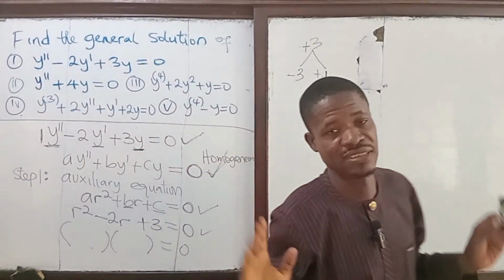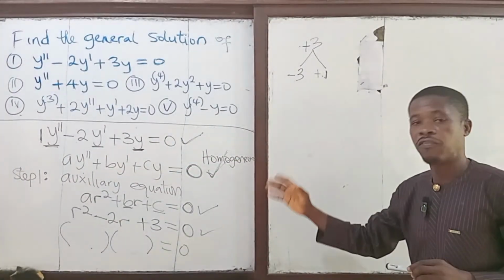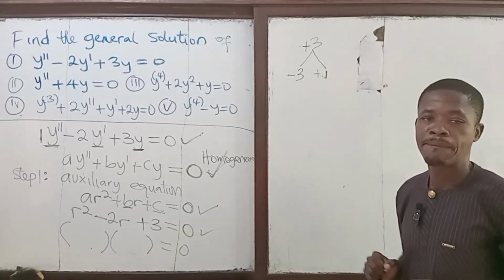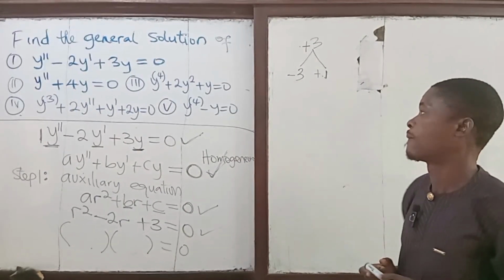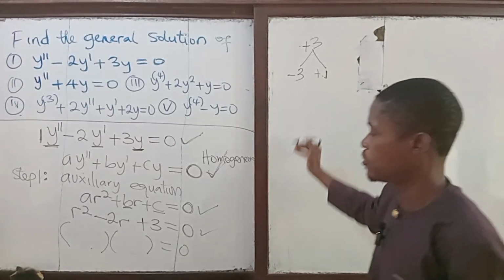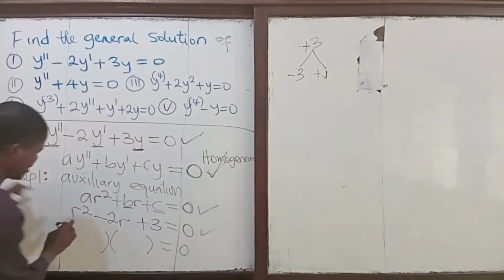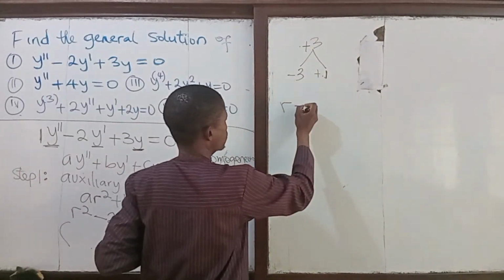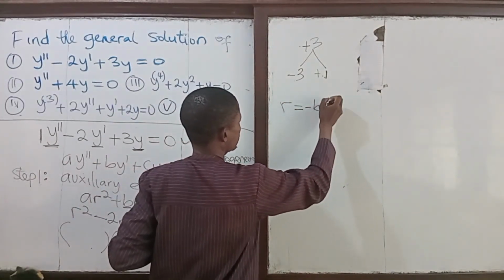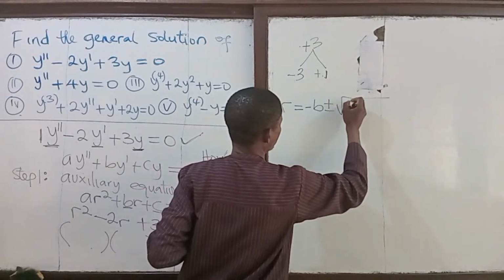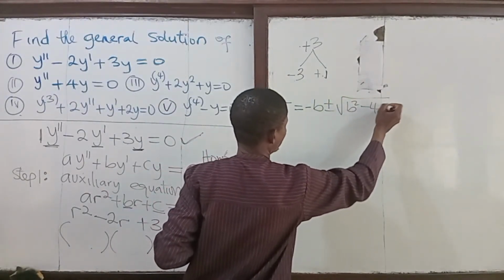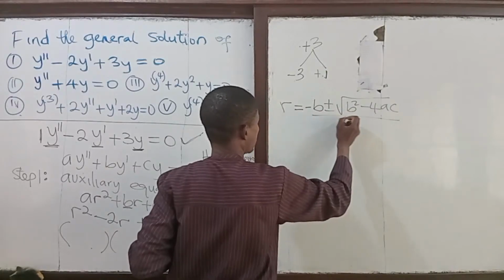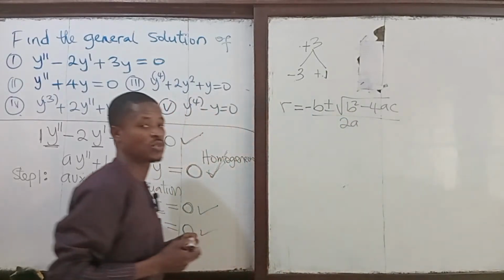You can't factorize it, and that will now call for using the quadratic formula. Look at your function, the variable is r. So we're going to have r equal to minus b plus or minus the square root of b squared minus 4ac, over 2a. That's the quadratic formula.